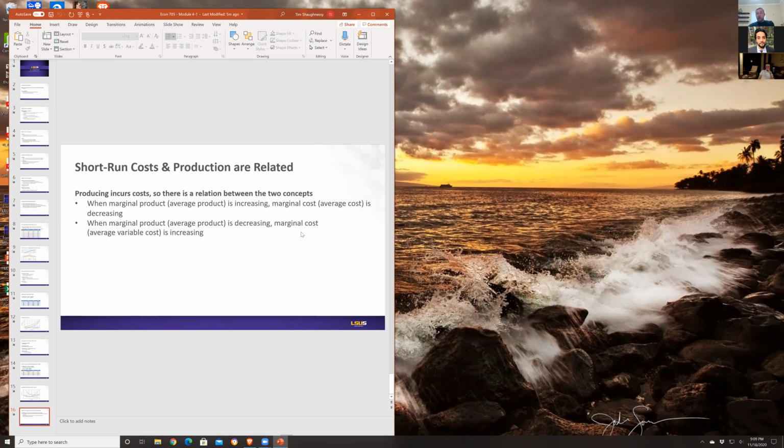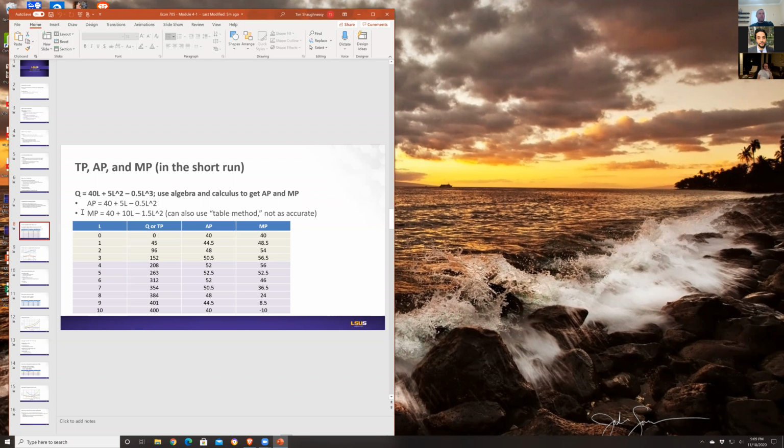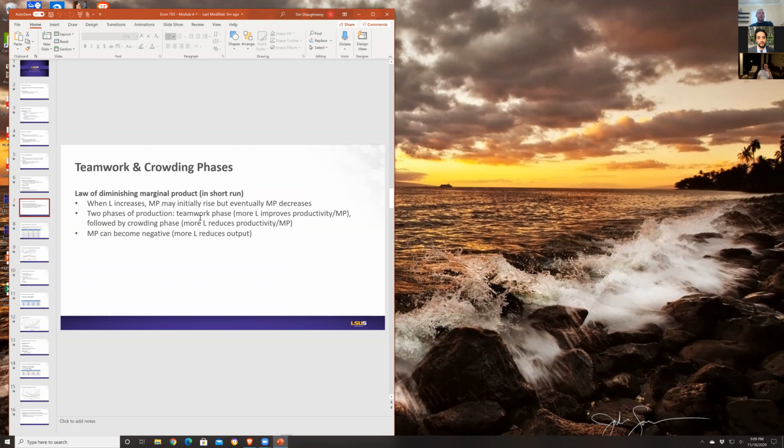If all you have is marginal cost information, you can still say something about where the company is in terms of its diminishing returns or increasing returns. You can infer what's happening to marginal product if all you have is marginal cost information. Because if a company is being efficient, if it's going through this teamwork phase, which was periods where marginal product is increasing, I think that's how I define my teamwork phase over here. Teamwork phase, more L improves productivity or marginal product. I hope no one sees this as productivity divided by marginal product. I'm just using it as productivity or marginal product, either way you want to refer to it.